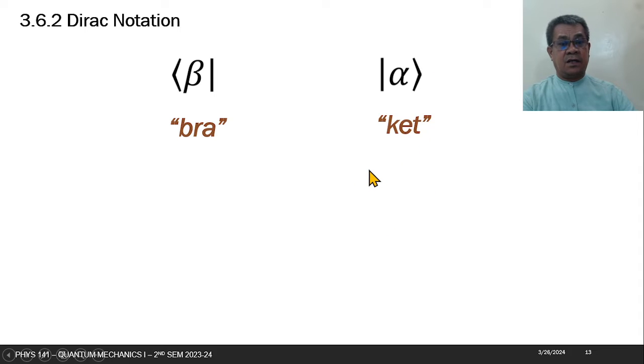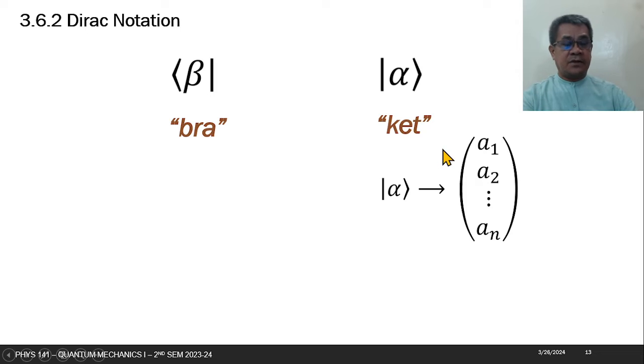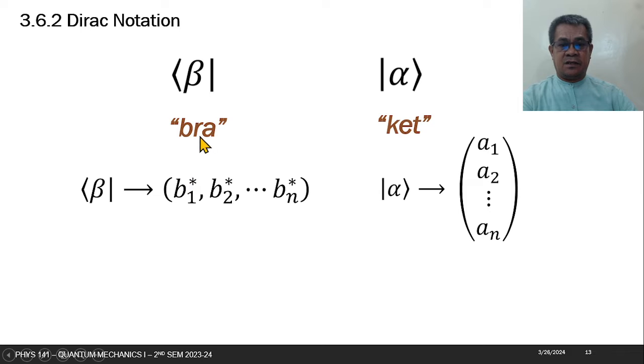The ket is just a vector whose components are in a column. So for alpha, we have the coefficients a_1, a_2, until a_n, and this is in a column, while the bra is in a horizontal row. But these are the conjugates of the components of the vector beta. So the bra beta is just b_1 conjugate, b_2 conjugate, until b_n conjugate.